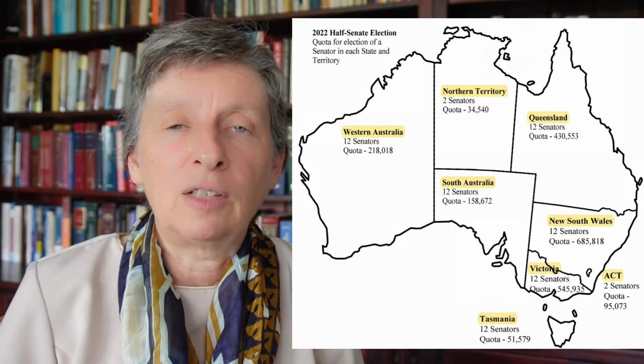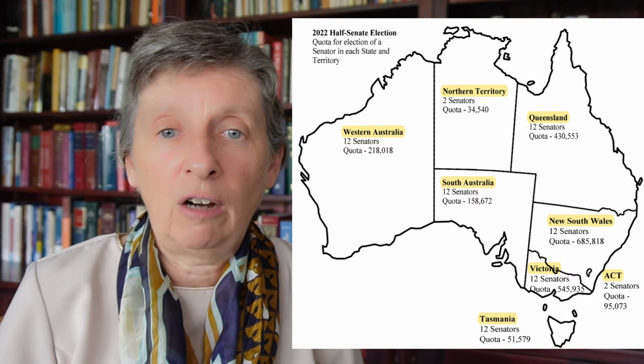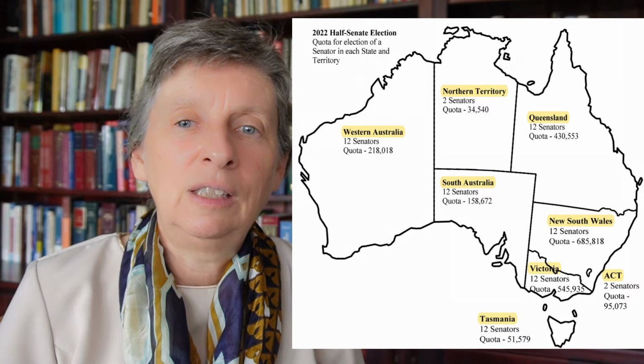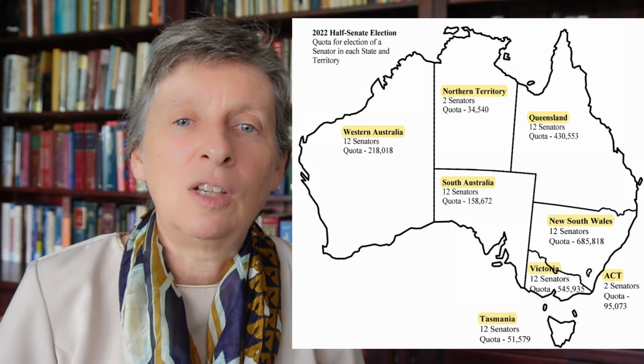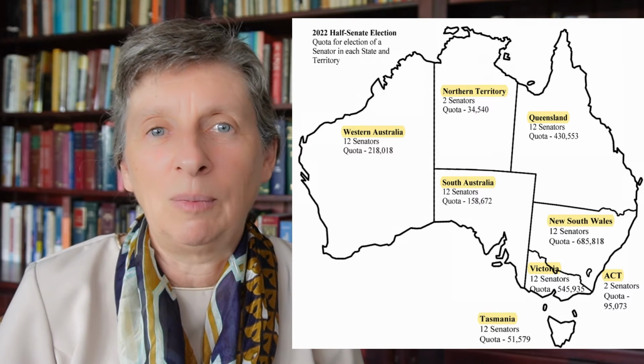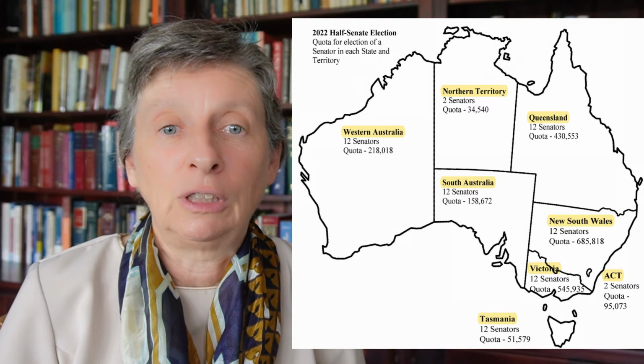Some in the ACT are campaigning for an additional Senate seat on the basis that the ACT has a higher quota at 95,073 than Tasmania and the Northern Territory. Well, that's true. But looking at the figures, you can see that its quota is so much lower than that of the other states that if this was the argument, it would actually increase malapportionment rather than reduce it.